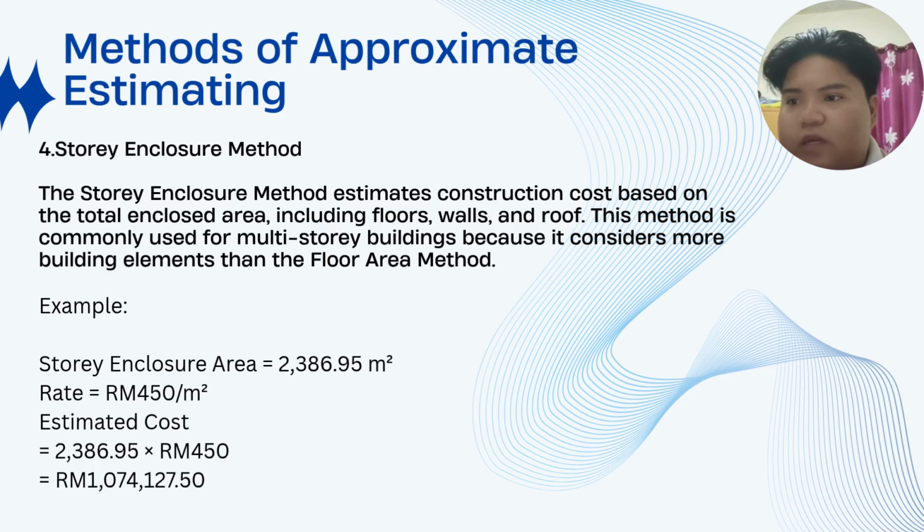For example, story enclosure area 2,386.95 meter square, rate 450 ringgit per meter square, estimate cost: after multiplying the two of that, we get 1,074,127 ringgit 50 cent.